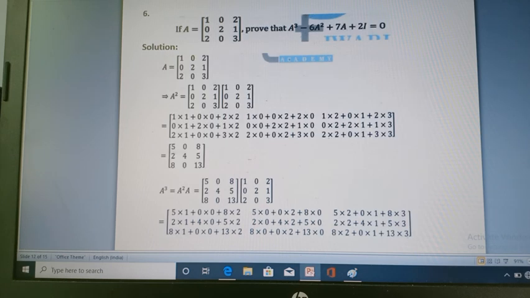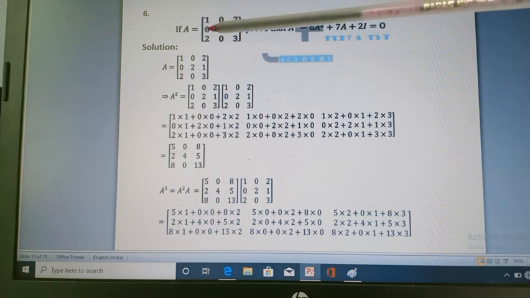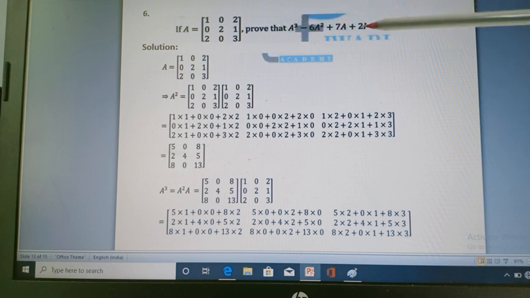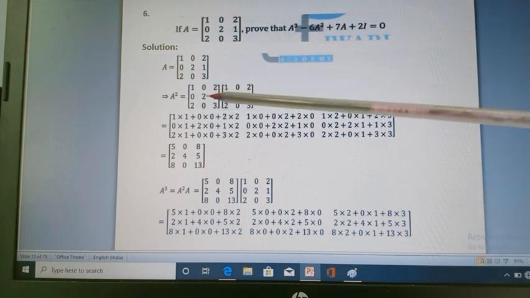And here is another question which is a very important question. You can see in the screen, a matrix A is given. We have to prove that A cube minus 6A square plus 7A plus 2I, where I is the identity matrix, equals 0. So first we have to find A square. How will we find A square? I will find A square by doing A into A.